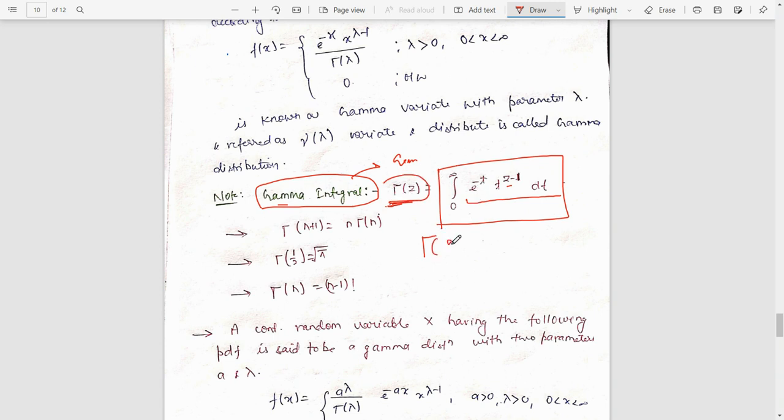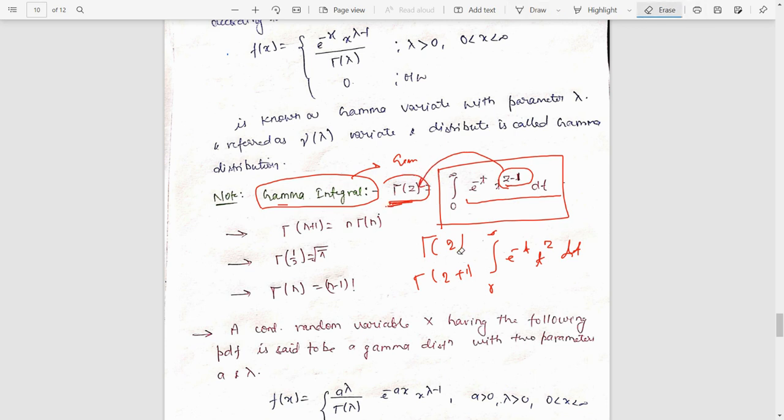Okay, gamma z. Let's say this particular thing is the integral from 0 to infinity of e to the power minus t, t to the power z. What will this thing be? This thing will be gamma z plus 1. Whatever this particular thing is here, obviously you have to add plus 1, and the gamma will be written here. So this is called the gamma integral.